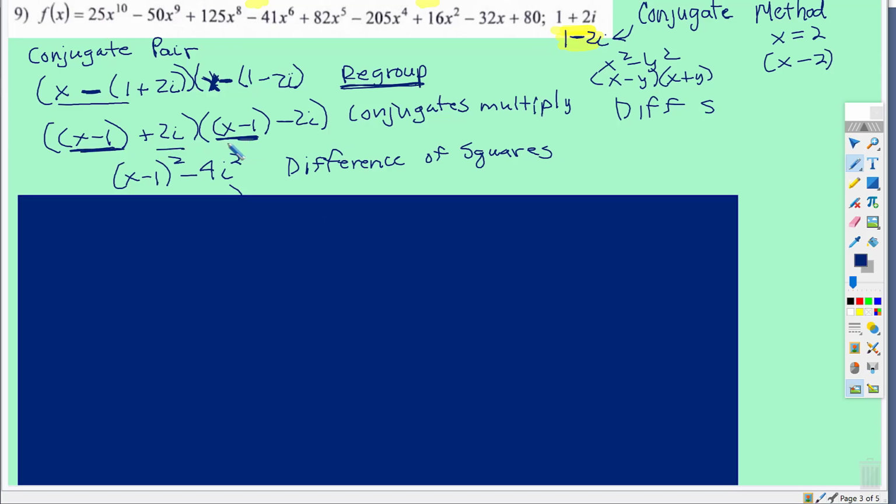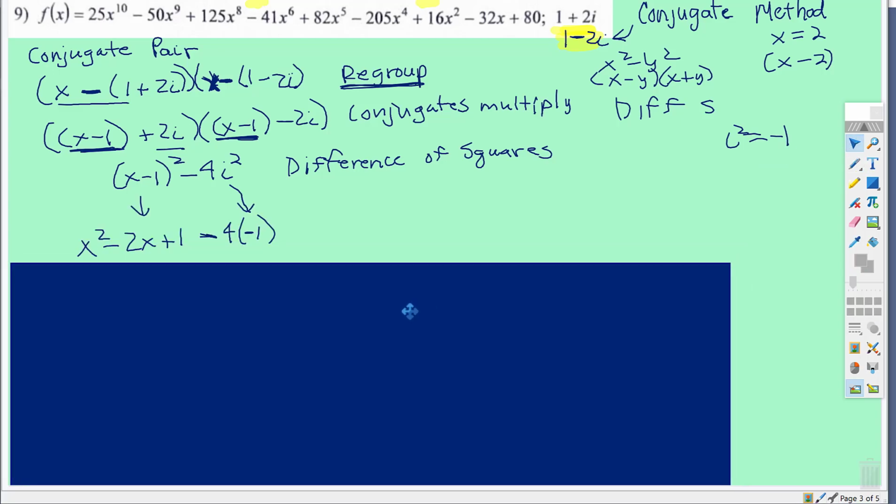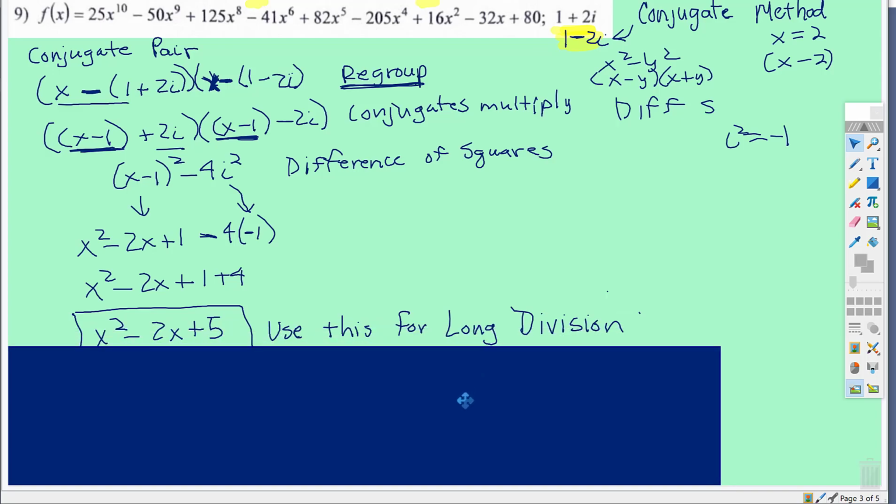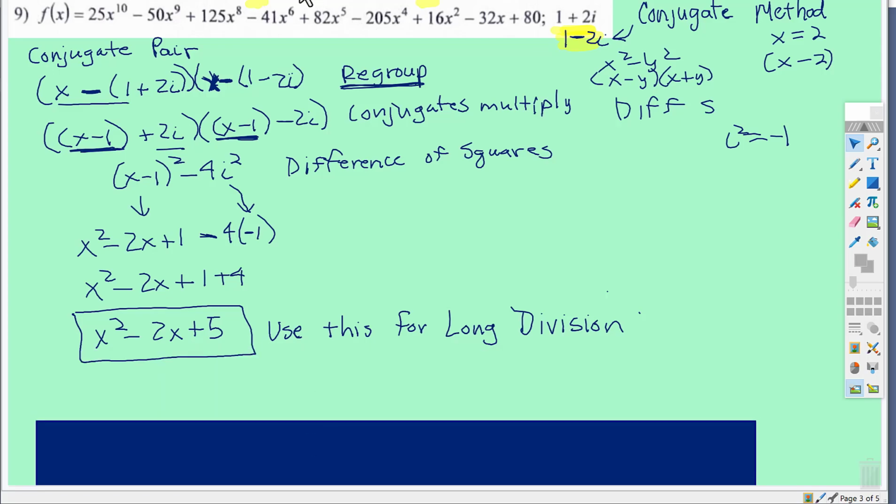The first times the first, so x minus 1 squared, and then 2i times negative 2i, which is negative 4i squared. And remember, i squared is equal to negative 1. So when we simplify, we're going to square x minus 1 squared, which is x squared minus 2x plus 1, and then subtract 4 times i squared is negative 1, negative times negative is positive. So you've got 1 plus 4, which is 5. So now we can take this trinomial and use it in long division.